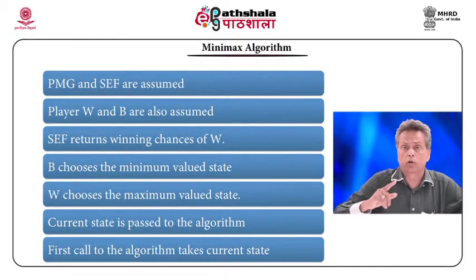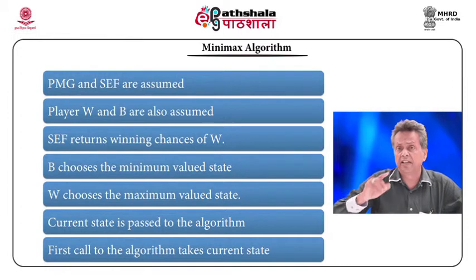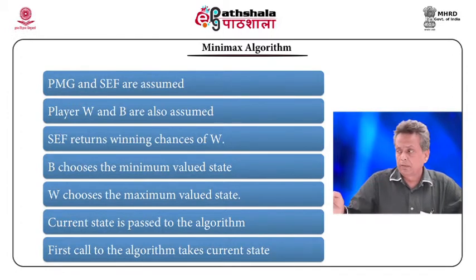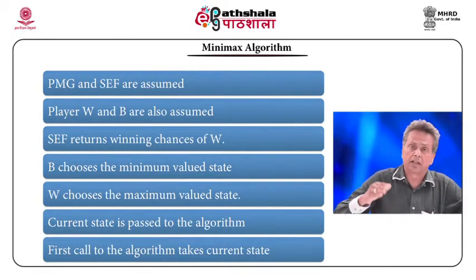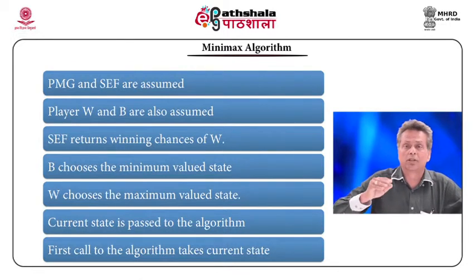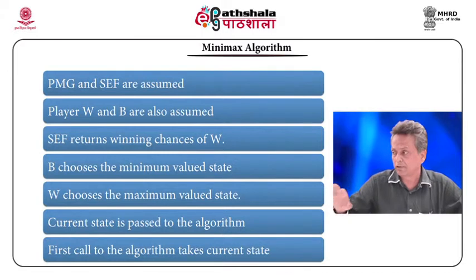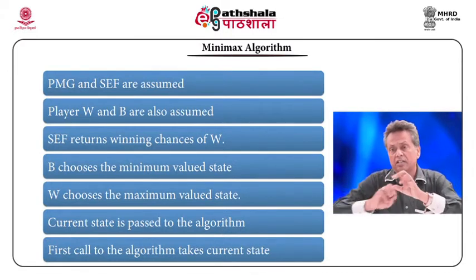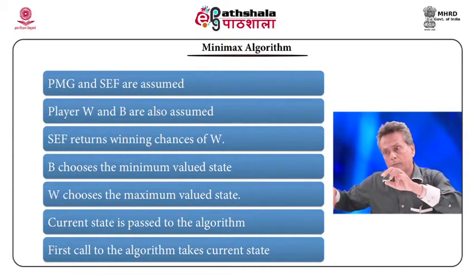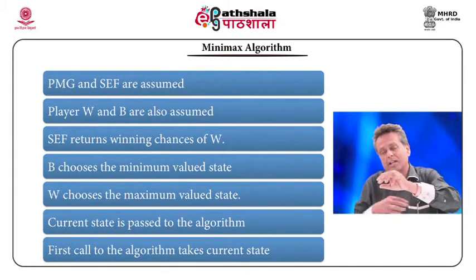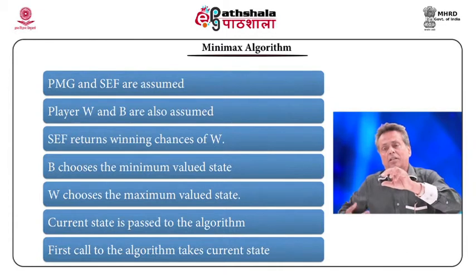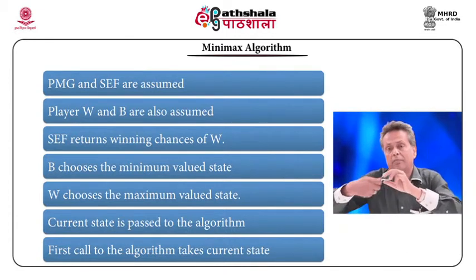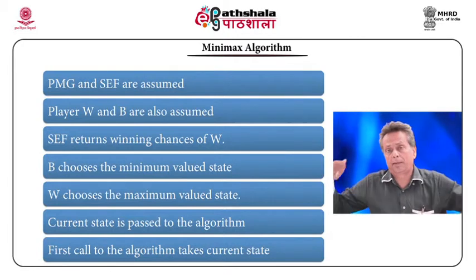SEF returns what? It returns the winning chances for player 1, not player 2. Obviously player 2 chooses the minimum value of the static evaluation function. Every time I have to take a move, the current state is given to the algorithm. It looks at all possible moves, next moves and next moves and so on, as long as the time permits, and once it is done, it will return which move is better for me. I'll pick up that move.